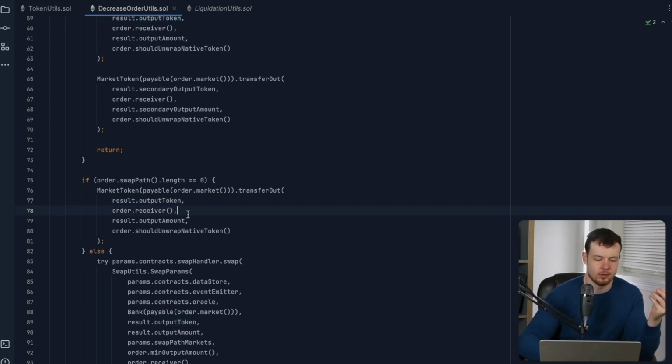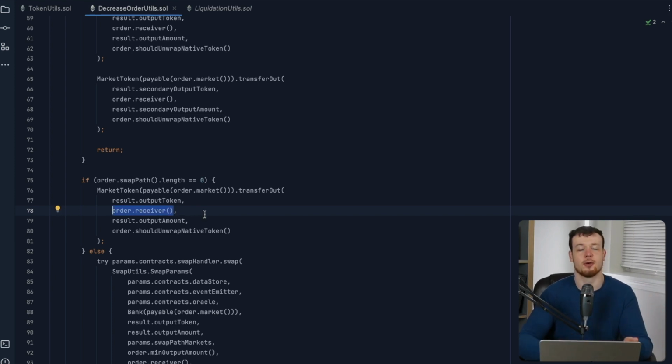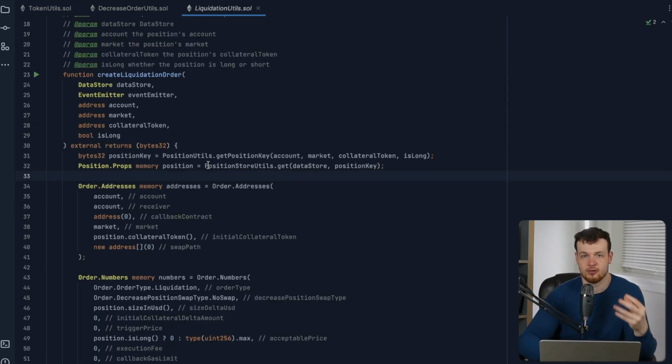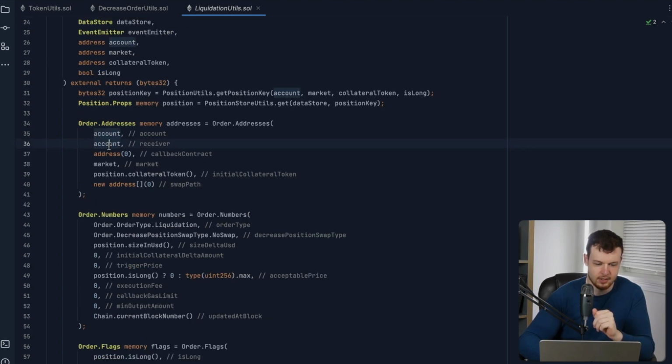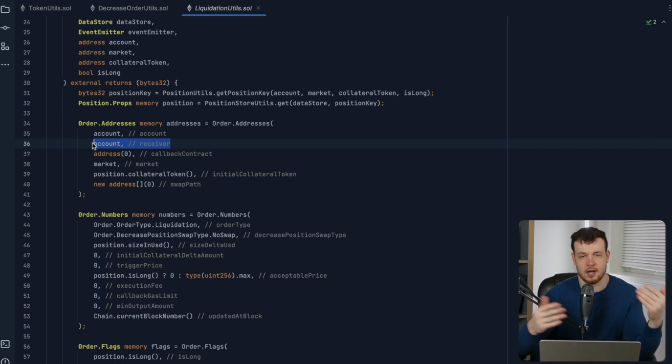So that leaves us with a question: what is the order.receiver for a liquidation order? And then how can this be used to actually game the exchange? So if we go into liquidation utils, when we are creating a liquidation order, what we can see is that the receiver here on the order.addresses is the account. So it's the person who owns the position.